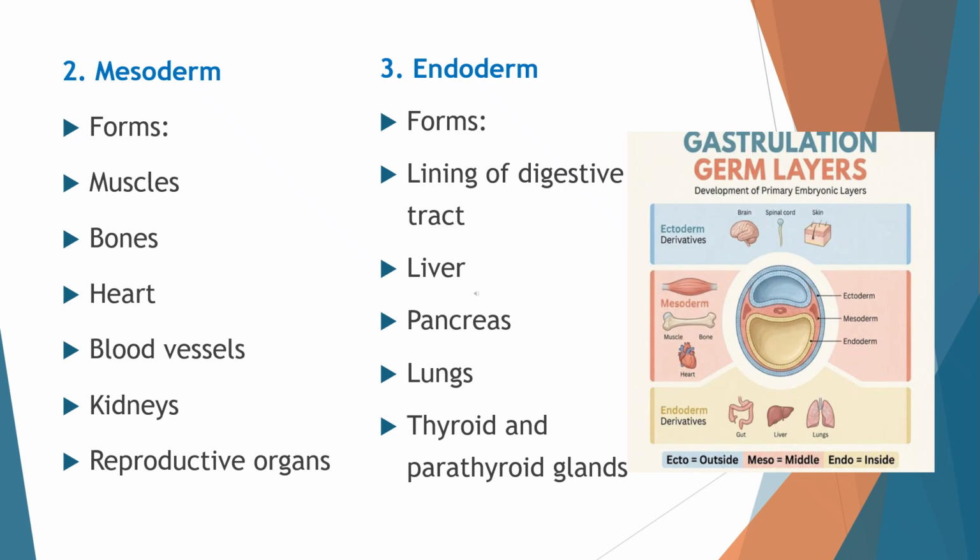In addition, the endoderm gives rise to the lining of the lungs, which later helps in breathing after birth. The thyroid and parathyroid glands also develop from the endoderm. These glands play important roles in regulating metabolism and maintaining calcium levels in the body. So, remember this simple rule. Endoderm forms the inside organs. It forms the lining of the digestive tract, liver, pancreas, lungs, and the thyroid and parathyroid glands.